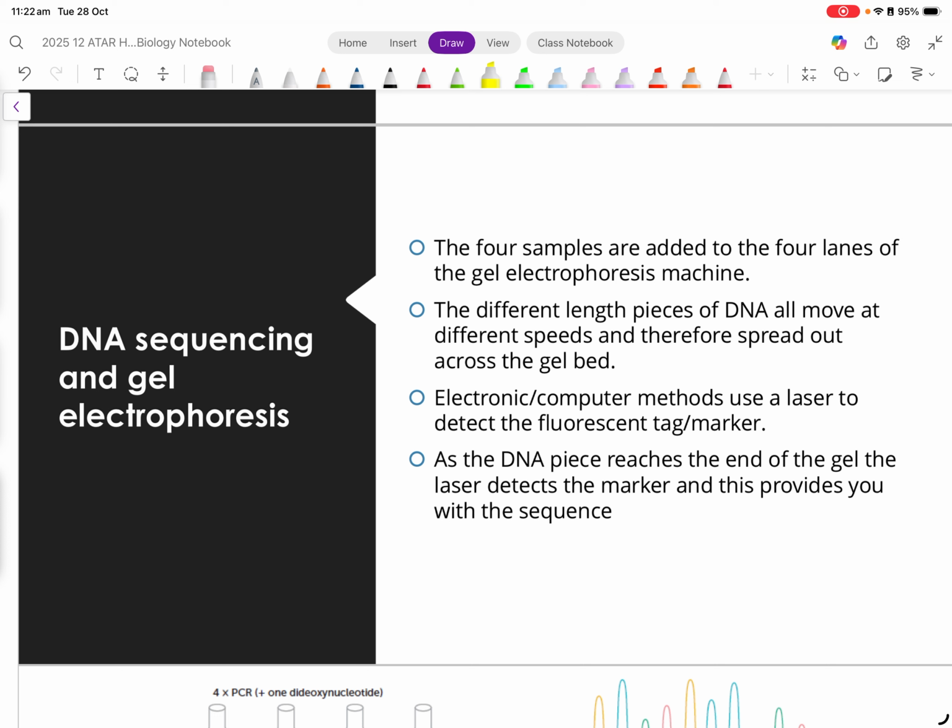When we're talking about DNA sequencing and using the gel electrophoresis machine itself, it's really important that we've identified we're separating the DNA fragments by length, and they're going to spread out across the gel bed. What we can then use is electronic devices and computers with a laser to help detect a particular tag or marker that we might introduce. This is commonly used in what we call the Sanger technique, and we'll explore that on the next slide. When that particular marker, that tag, reaches the end of the gel, the laser detects it, and this provides us with the particular sequence.